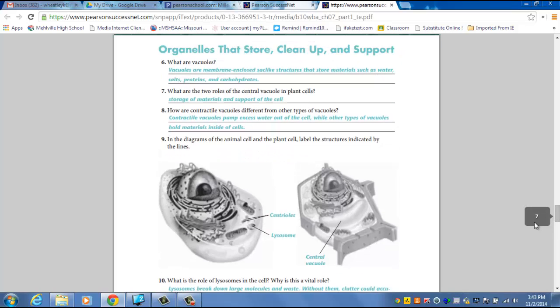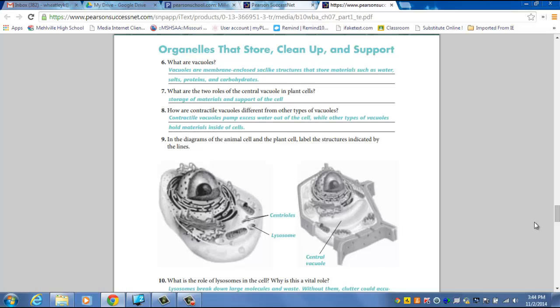Vacuoles. Vacuoles are sac-like structures that store materials, very similar to vesicles. Two roles of the central vacuole in a plant cell are that it stores materials, and it also supports the cell. The central vacuole is going to be full of water. It helps keep turgor pressure, which we're going to talk about a little bit later too.